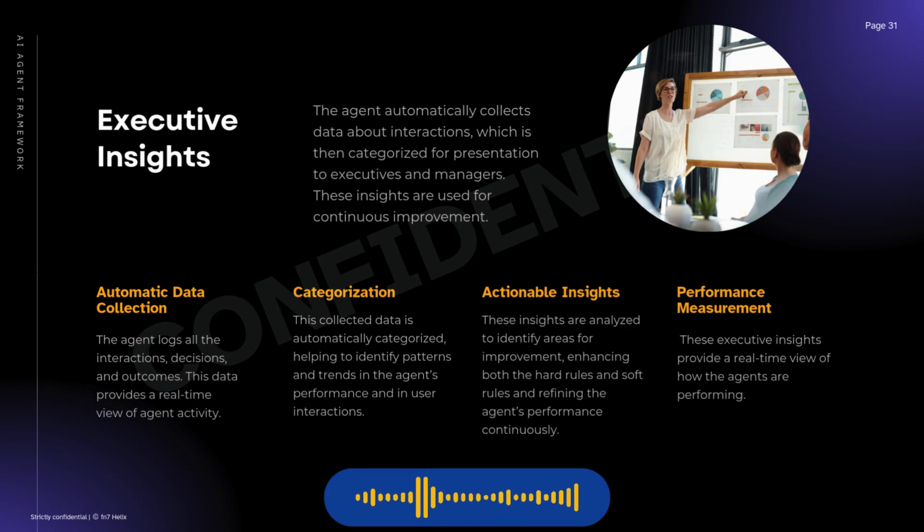Okay, and then what? Well, then comes categorization. The AI doesn't just dump all this raw data on humans. It automatically categorizes it to make it easier to identify patterns, trends, and anomalies. So it's like pre-processing the data, making it more digestible for us. Make it more meaningful. And then that categorized data is used to generate actionable insights. These are the key takeaways and recommendations that humans can use to improve the agent's performance. Okay, so it's not just about presenting raw data.